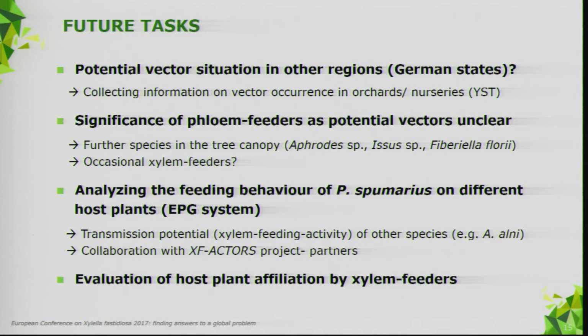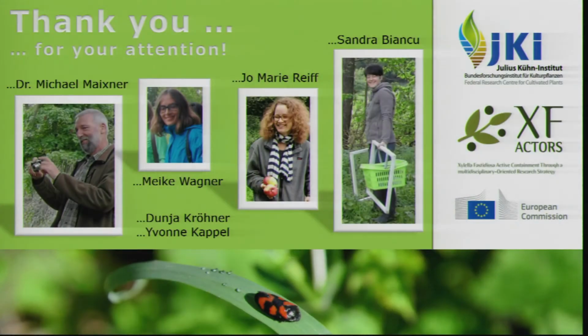Our topics for the next season are collecting information on the vector occurrence in other states of Germany. We want to know more about the significance of phloem-feeders as potential vectors. We also found some phloem-feeders in the tree canopy, like cherry, which could maybe occasionally transmit the bacterium like xylem-feeders. We are currently analyzing the feeding behavior of Philaenus on different host plants together with our partners in Spain with the EPG system. And we do further evaluation of host plants in Germany. So thank you to the colleagues, and thank you for your attention.